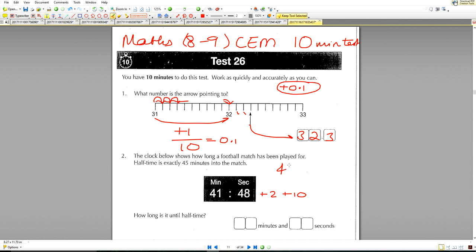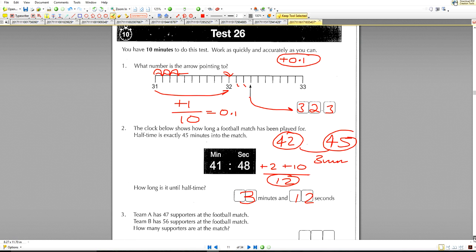Okay. So when you reach 42 minutes, how many seconds does it take us? It takes us 12 seconds. And then from 42 to 45, that's another 3 minutes. So it's 3 minutes, and then we've got another 12 seconds. So the total here is 3 minutes and 12 seconds, and that is the answer.